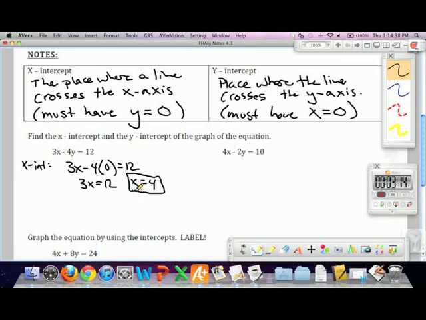If I ask you to find the y-intercept, what must be true about the y-intercept? X equals 0. So let's put 0 in for x and figure out what y is. 0 times anything is just 0. So negative 4y equals 12. Therefore, y is negative 3.